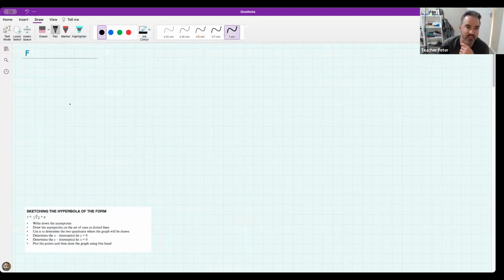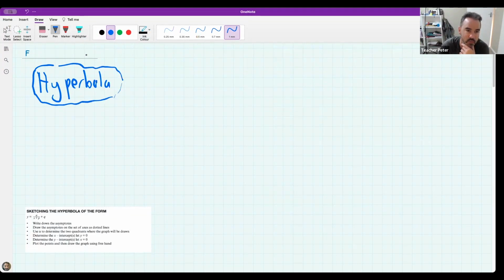Today's focus is going to be on the graph called the hyperbola. And I will make some comments in a moment about how the hyperbola behaves. And we're going to focus on how do we sketch the hyperbola. But before I start that, I just want to give you a moment to put the comment in, or you can raise your hand and let me know audibly.